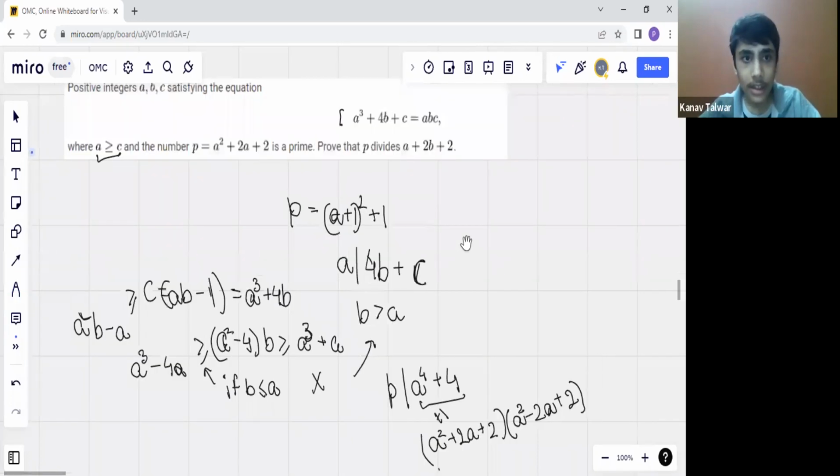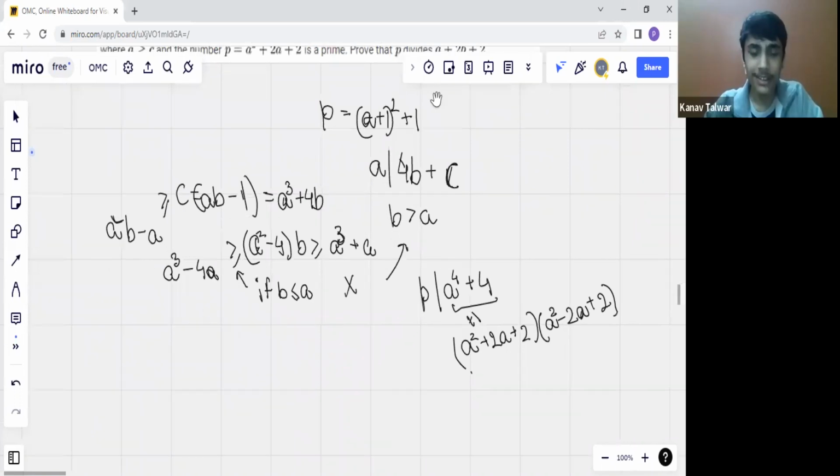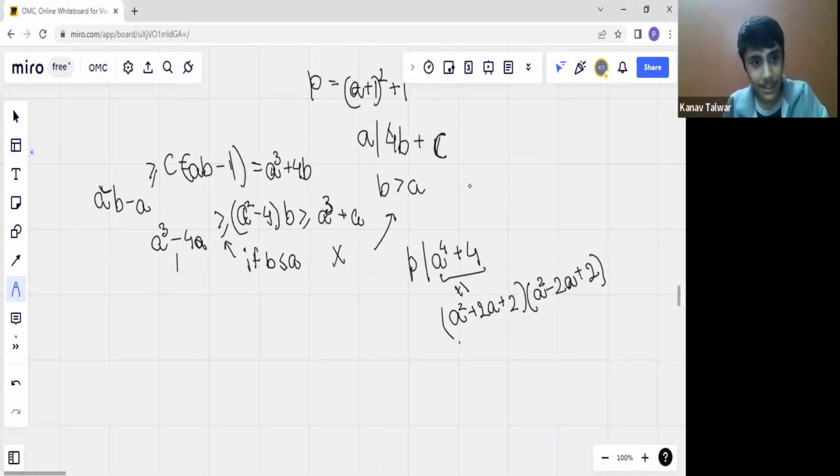Anyways, how do you utilize this better? So if you look at the statement, we have some expression in a which is a prime, and we want to prove that the prime divides some expression in a and b. So c is not making much of an impact other than this equation. So just try to remove c and just focus more on a and b. We get some divisibility, probably. So you get ab minus 1 divides a cubed plus 4b. And that quotient is at most a or whatever. So from this we get that, just because c is a positive integer, ab minus 1 divides a cubed plus 4b.